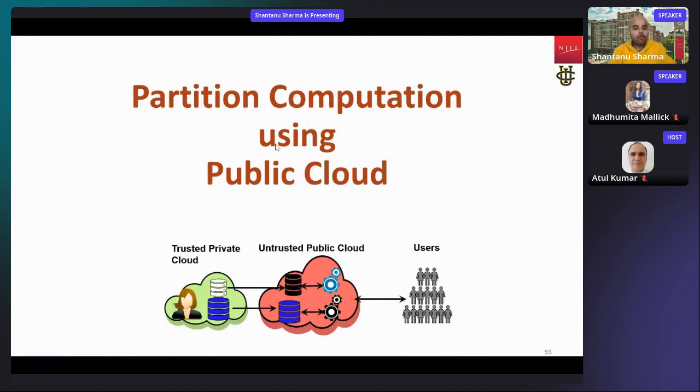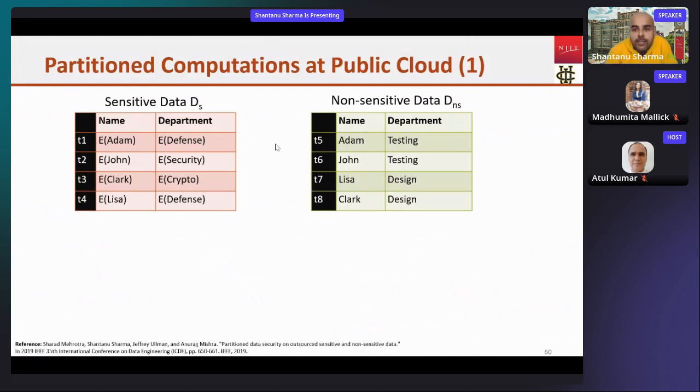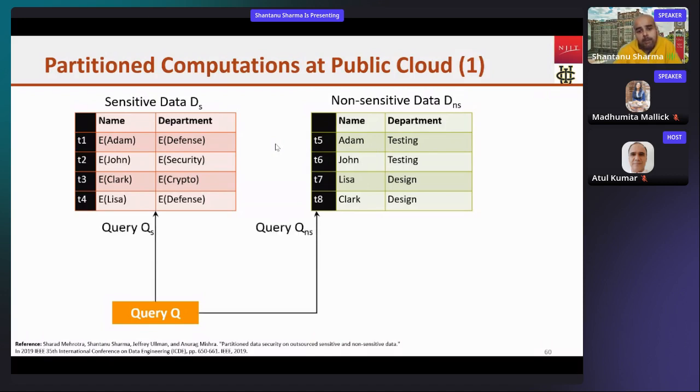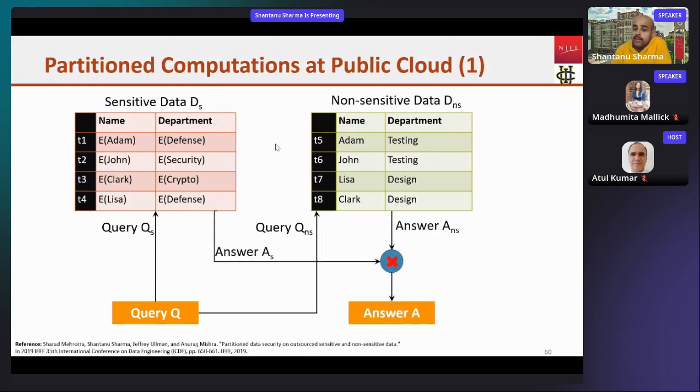And now let me go over, very quickly, the partitioned computation over the public cloud. Let's say there are two databases. The red part shows the data set that is encrypted, and the green part shows the non-sensitive data. So I partitioned these two data sets, and now one is encrypted and another one is not encrypted. I want to execute a query. The query will be executed over both data sets, and it will return an answer from both. The answers will be merged, and it will produce the final answer. So this is just an overview of how we can process the query.